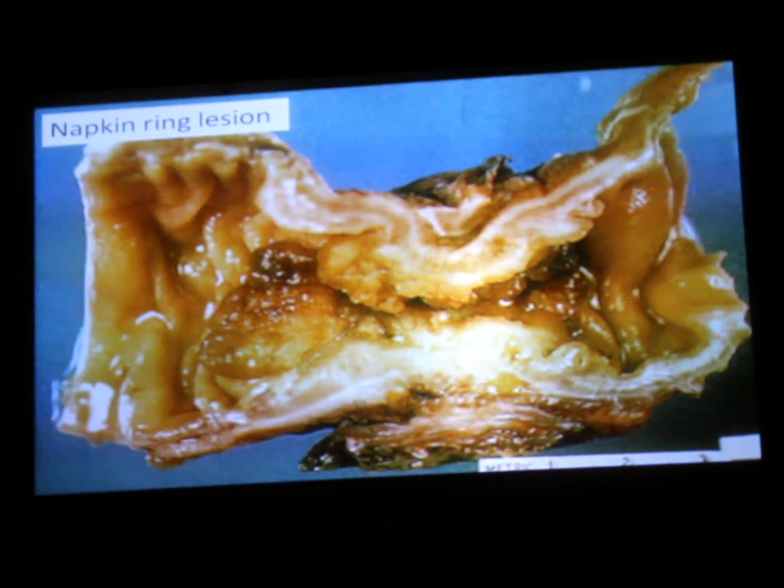So there is obstruction. Right side tumors usually cause obstruction, and left side tumors cause bleeding. So the patient passes blood in the stool. In both conditions bleeding will be there, but the napkin ring lesion on the right side is more commonly causing obstruction.